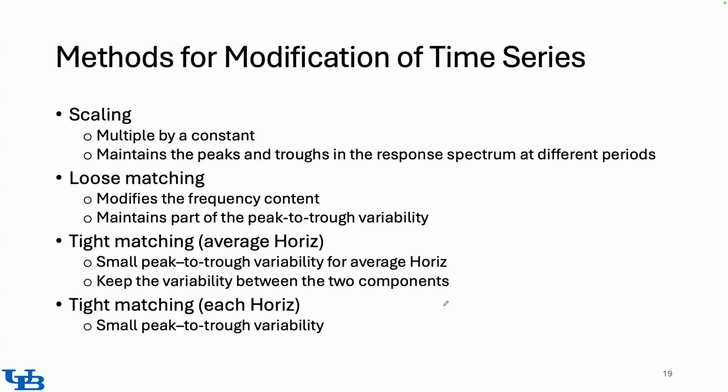We can say that we want the average horizontal component to tightly match the target spectrum. In this case, we are only left with the variability between the two components. Or we can loosely match the target spectrum, and in that case we also have the variability that comes from the spectral shape of each ground motion relative to the smooth target. And the most extreme case of filtering the ground motion is making sure that each time history matches the target spectrum exactly.